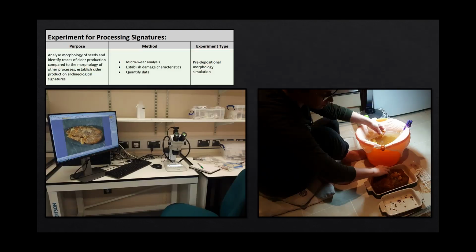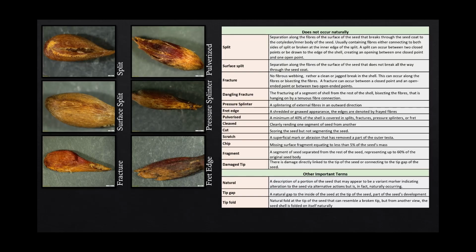The third stage of this experiment was to analyze the morphology of the seeds and identify if traces of cider production and other processes could be made, and thus to establish cider production archaeological signatures. This was achieved through micro-wear analysis and by establishing damage characteristics and their definitions. Primary and secondary damage characteristics were identified and the data quantified. This project resulted in identifying and establishing definitions for the damage characteristics for apple seeds.